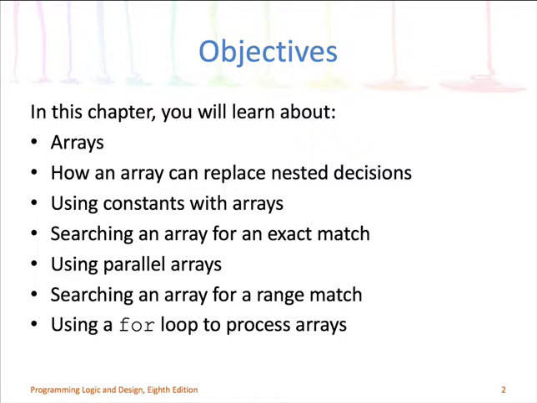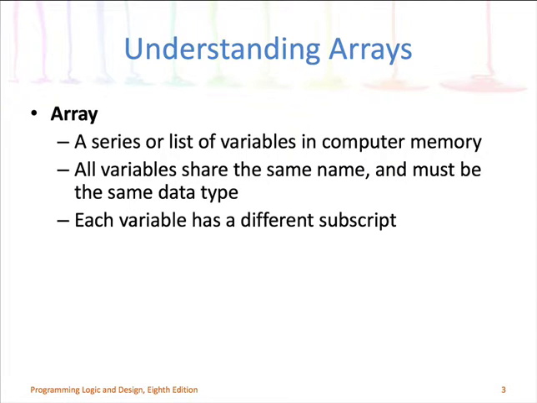searching an array when we want to match for a range. For example, if a value is 1, 2, or 3, we want to do this. If it's 4, 5, 6, we want to do something else. And then we'll talk about a for loop, which is very often used in processing arrays, in particular when you want to process every element of an array.